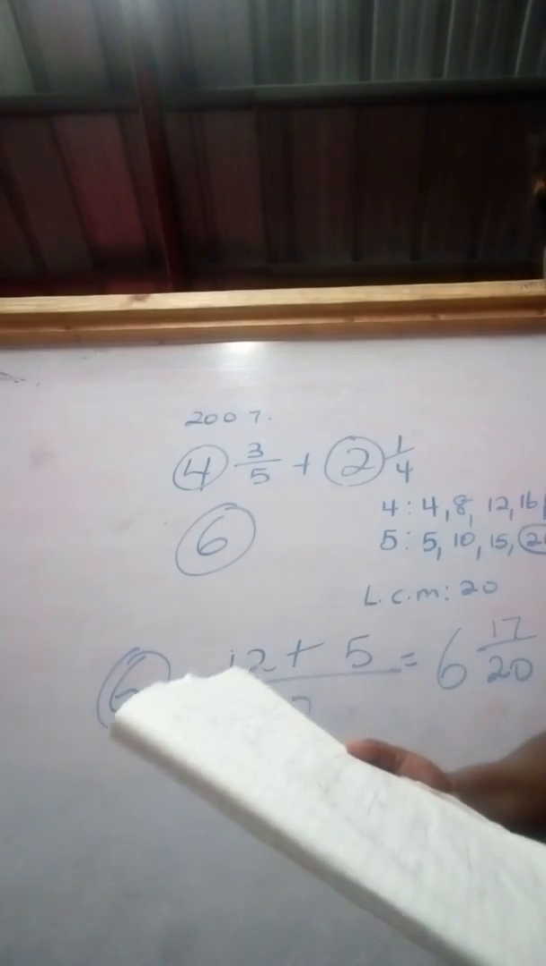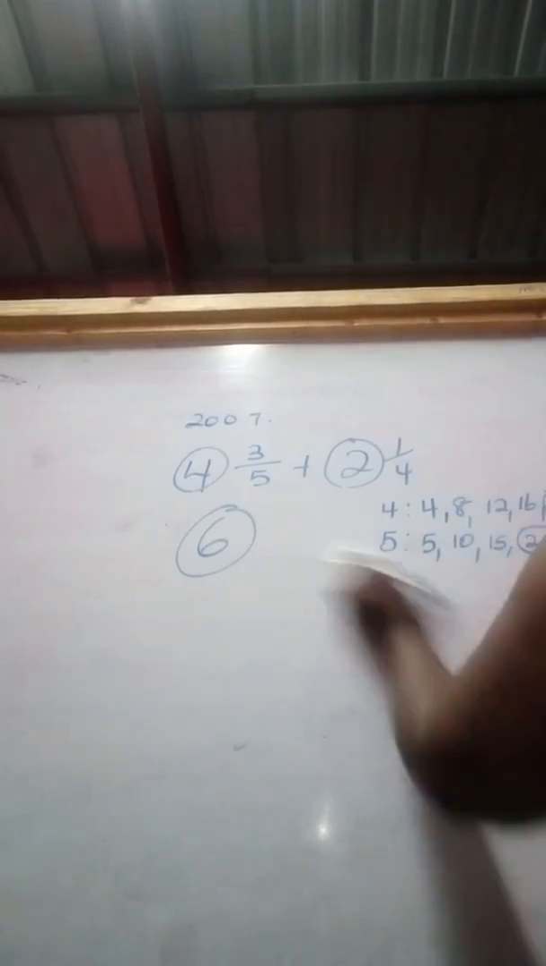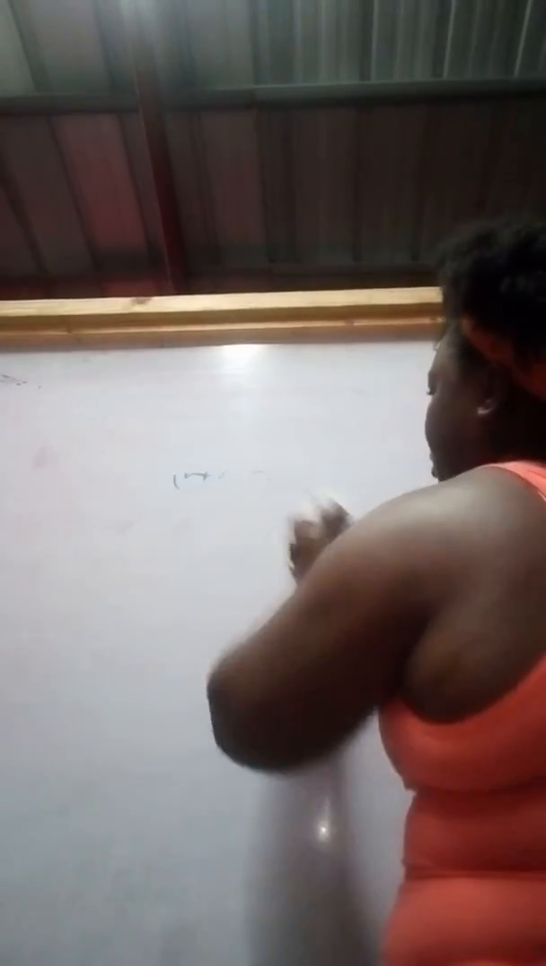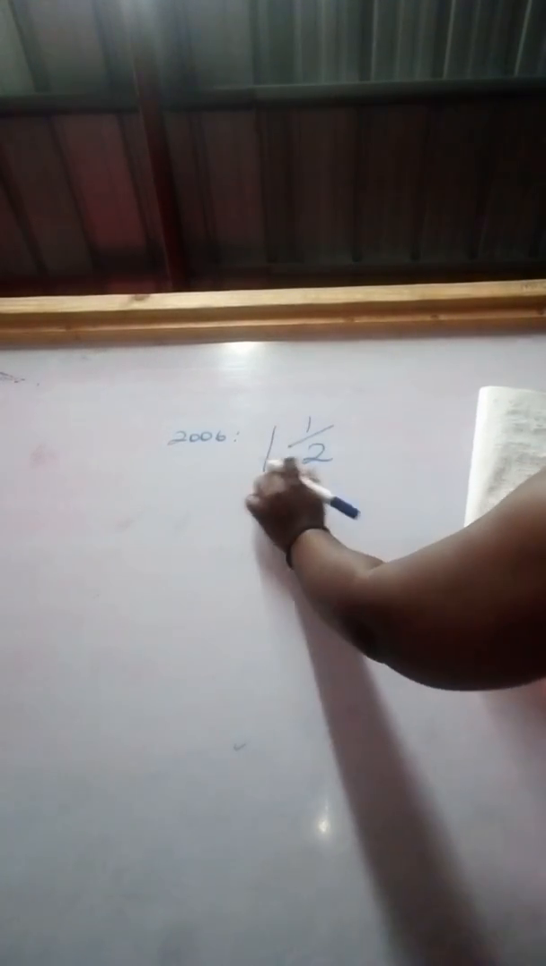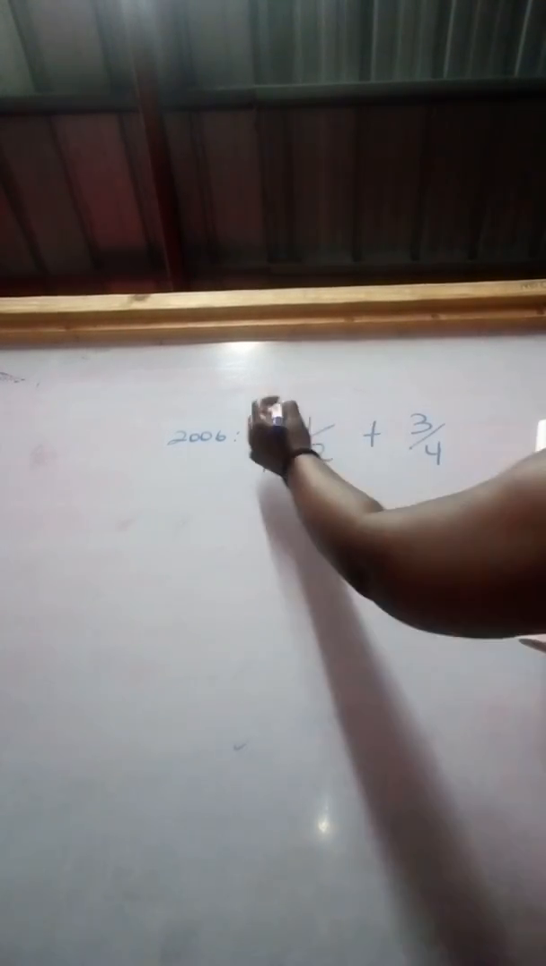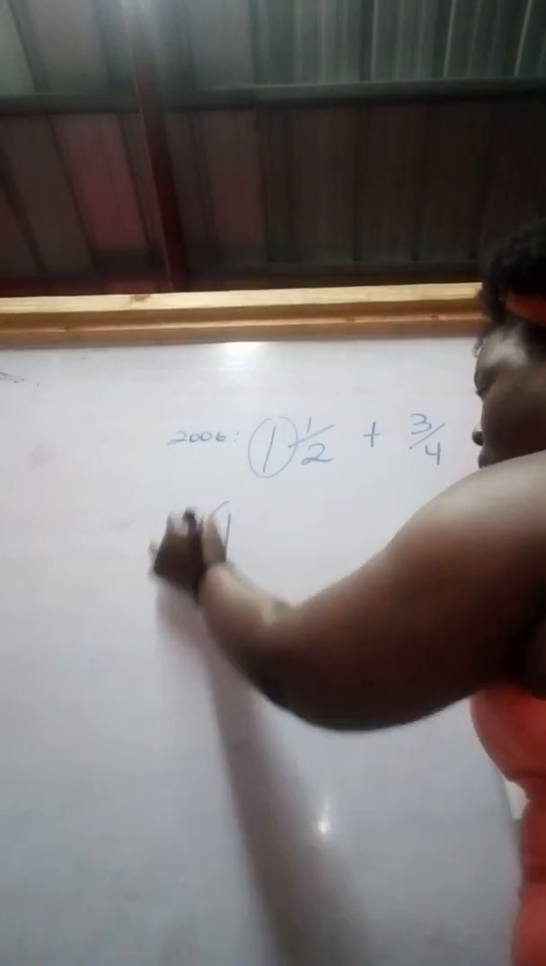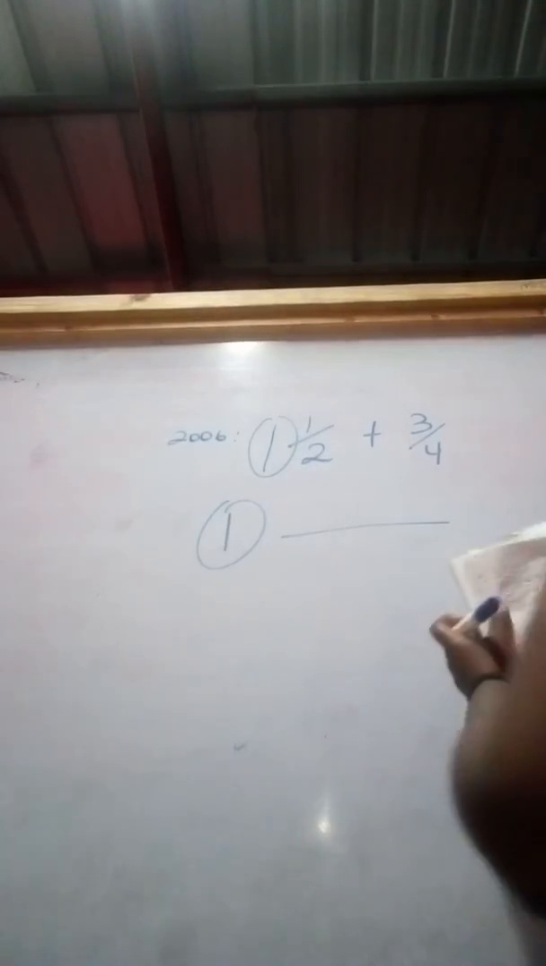Let's look at the next question. In 2006, and you can look in your past paper, we have 1 1/2 added to 3 1/4. So we have a mixed number added to a proper fraction. So you have your 1 whole. Once again, you need to find your LCM.